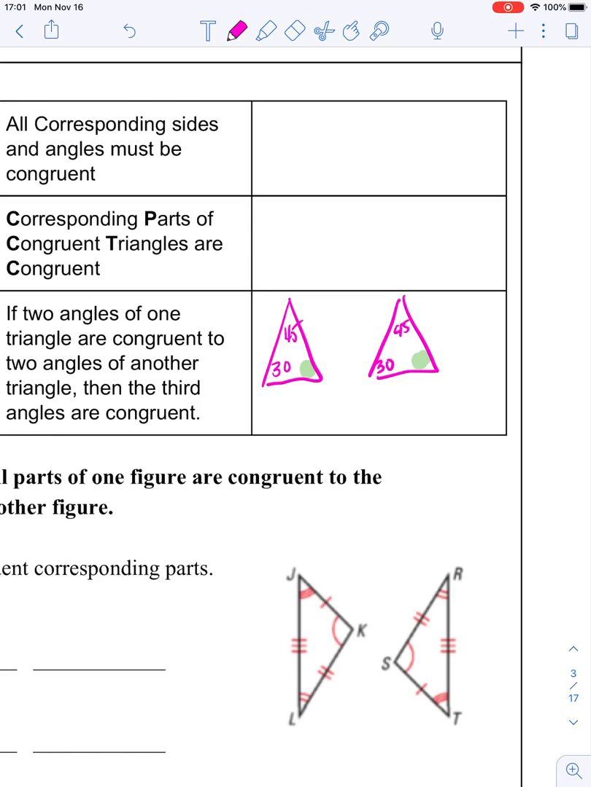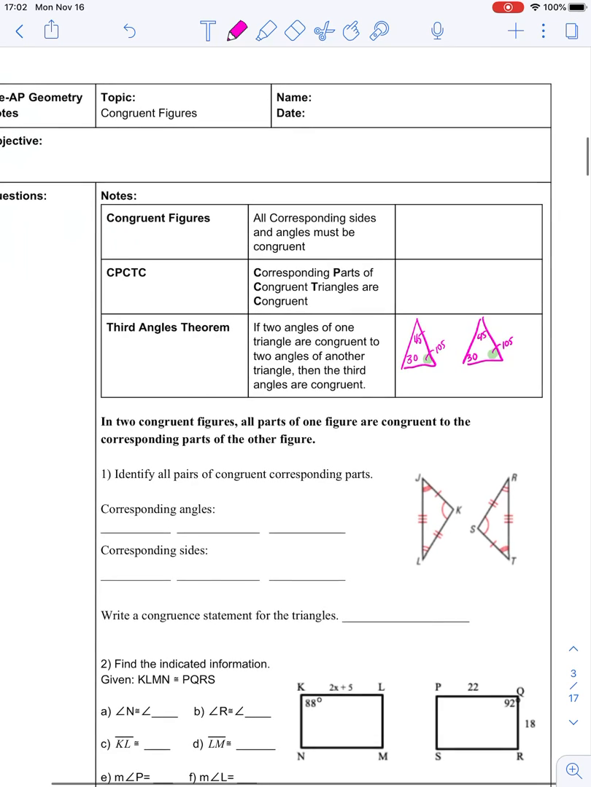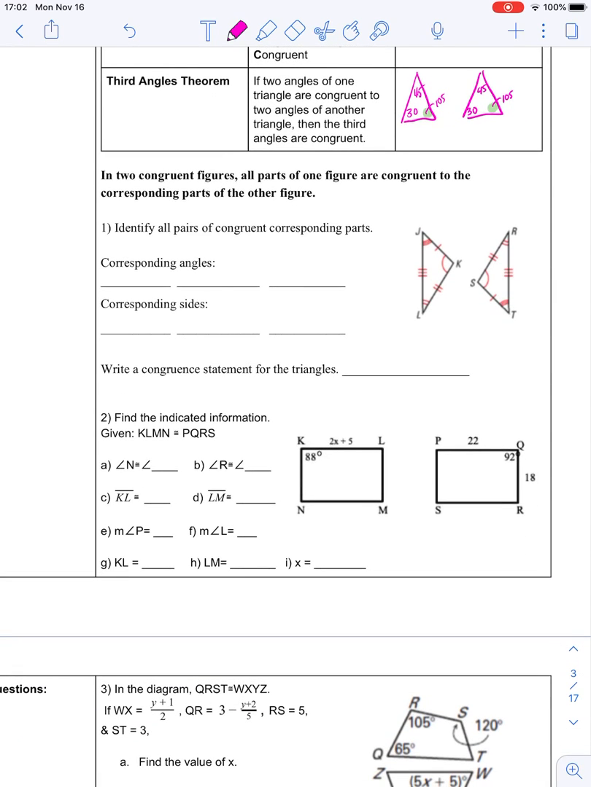And in fact, I don't even have to assume, I can calculate it. 30 and 45 is 75, which means that this angle has to be 105. Well, that also applies to this triangle. So it's just understood that if two angles of a triangle are congruent to two angles of another, then the third is too, and you don't have to find it. That's kind of the point of the third angles theorem.